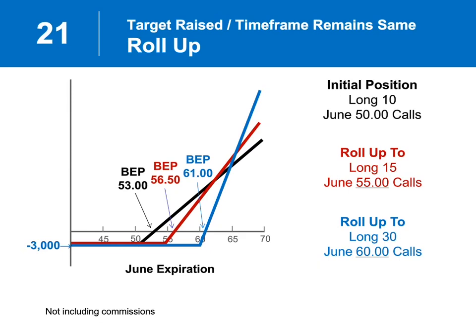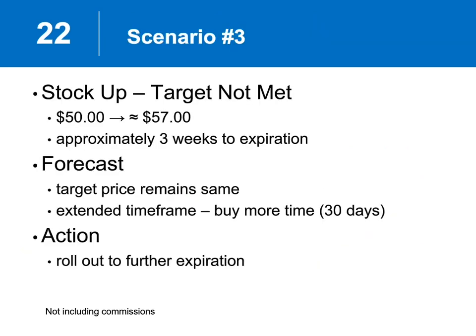Scenario number 3, stock up again. Target not met, but again, this stock is hot. We've gone from 50 to 57 in about 5 weeks. Still have 3 weeks to expiration. The all-important forecast, the target price, remains the same, but we've used up 5 weeks. We've got 3 weeks left. We're getting nervous about time, so we want to roll out in time.